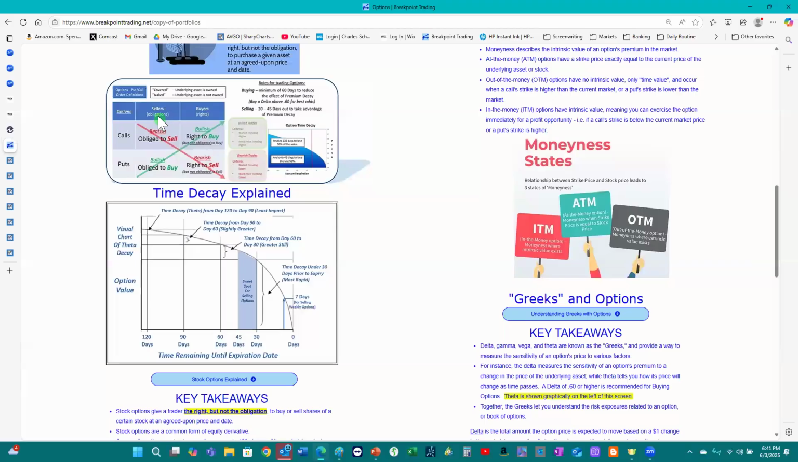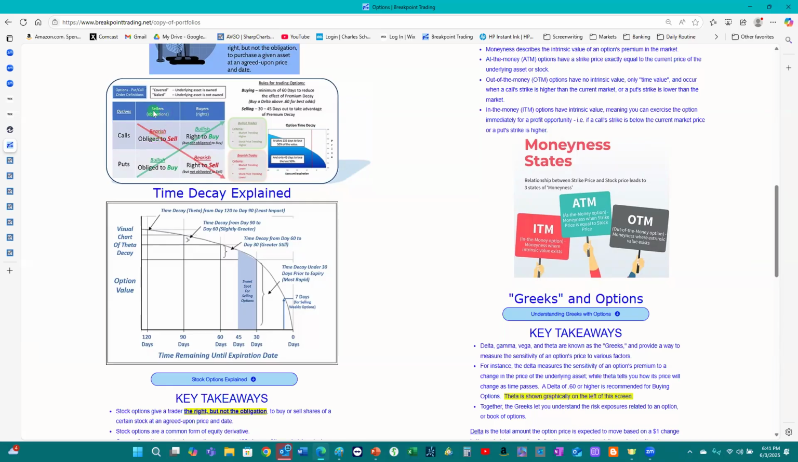So in this case, you have the obligation to deliver the shares if it goes above your strike price. So you have 100 shares of a stock, you sell a covered call at a certain price. If it goes above that price, then you will have to deliver the shares. However, you'll be selling them at a higher price, higher than what you're already at.